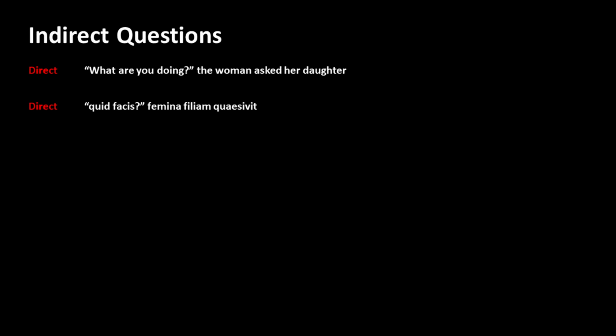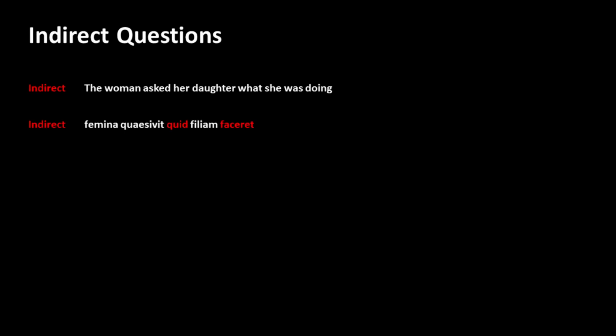Here's the indirect. In English, the woman asked her daughter what she was doing. In Latin, "Femina quaesivit, quid filiam faceret?" Before I move on, notice the difference. In English, what she was doing, ordinary indicative. In Latin, quid faceret, that's in the subjunctive. You could get away with putting that directly into English. The woman asked what her daughter might be doing.